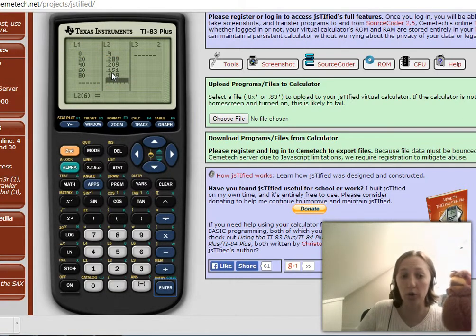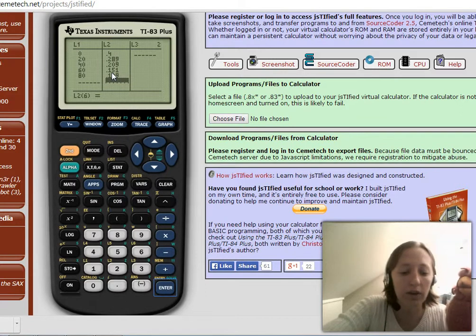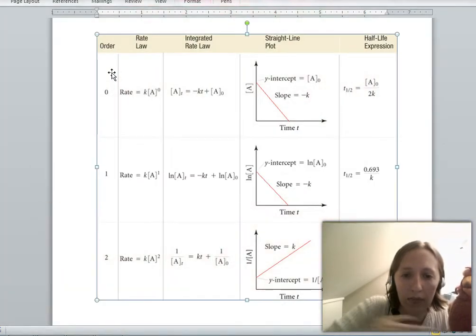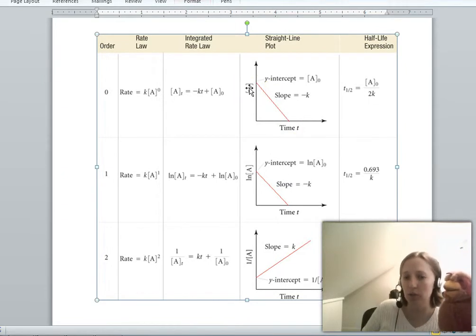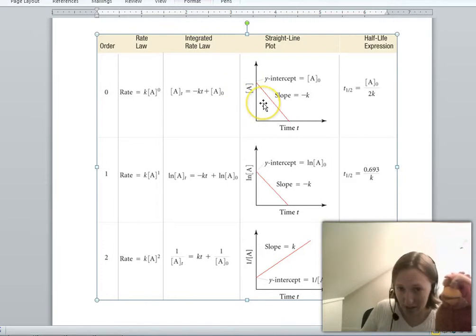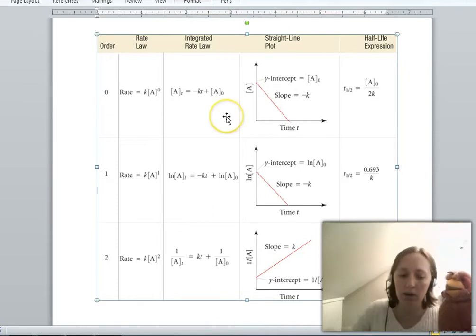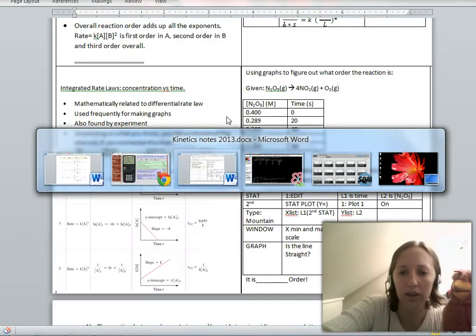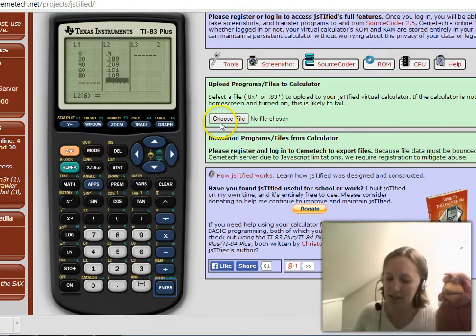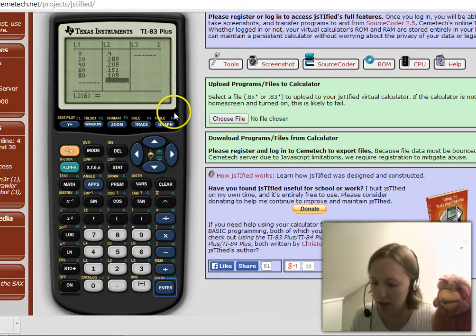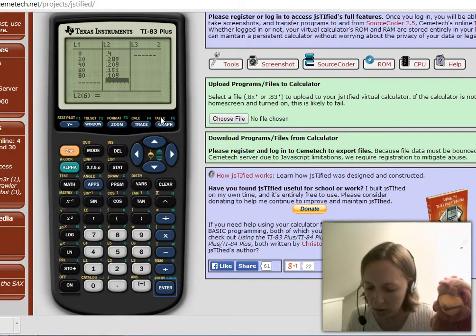And what we're going to do is graph time versus concentration. If we go back to this chart here, we are graphing time versus concentration. And what we're basically saying by doing this is if we get a straight line when we do this, we know that the answer is zeroth order. So that's what we're checking right now. We're going to go and see if that's right.